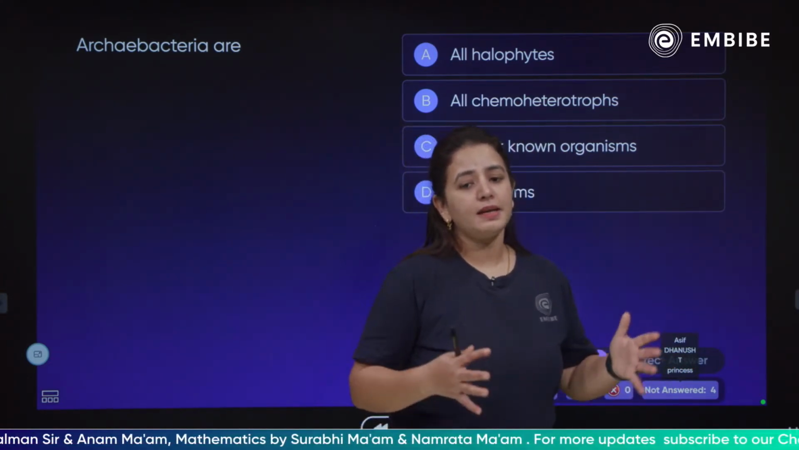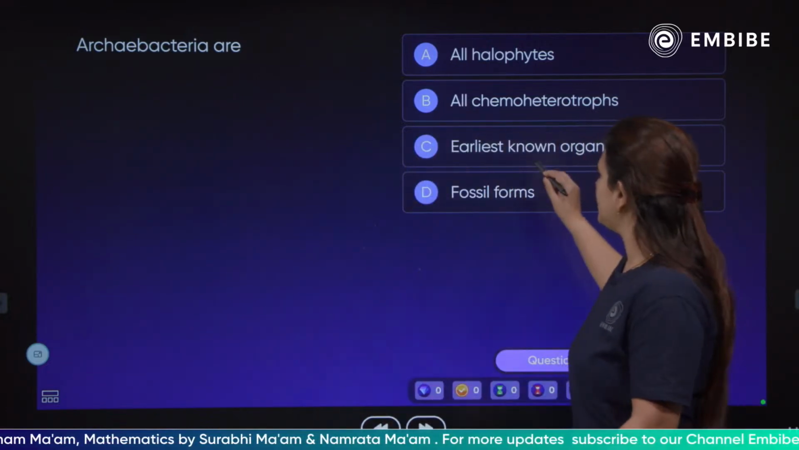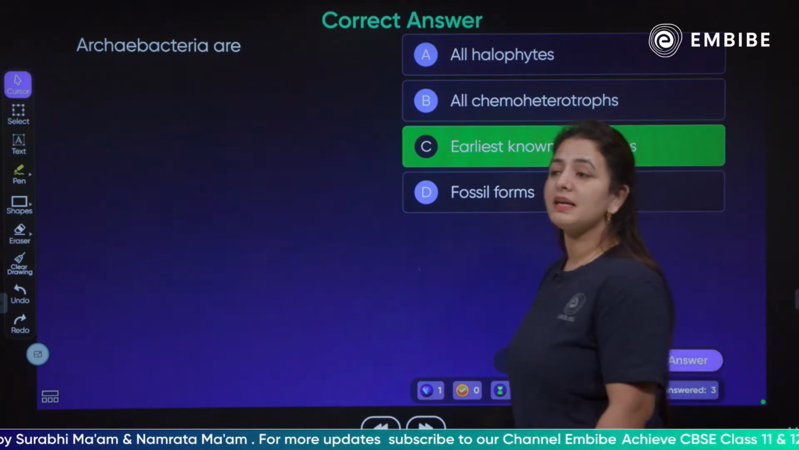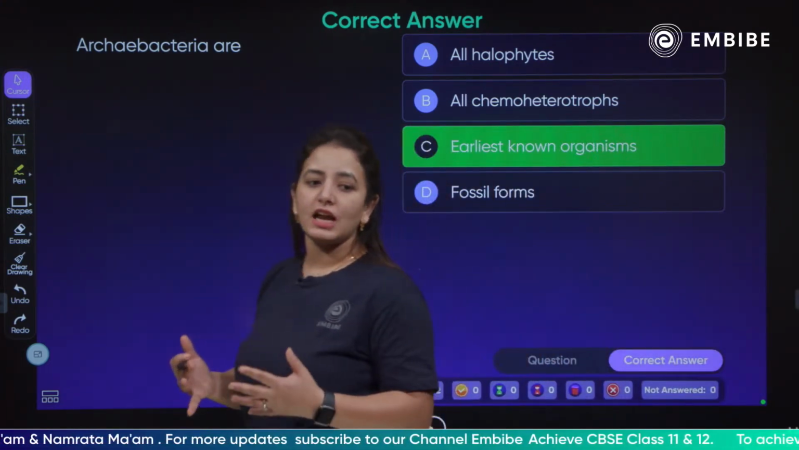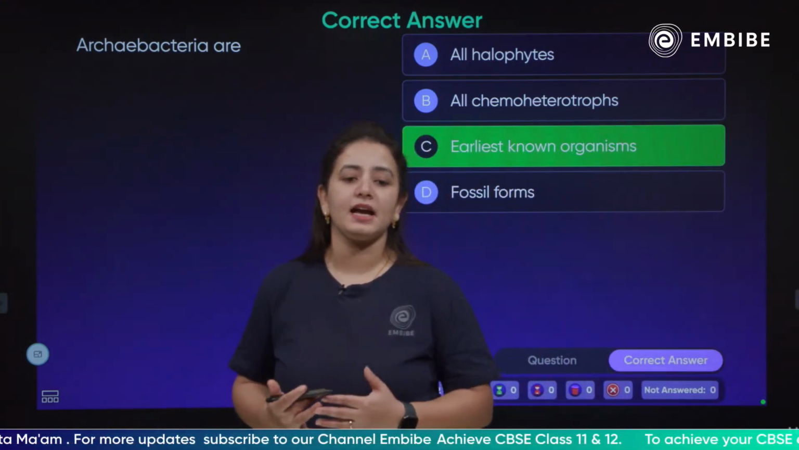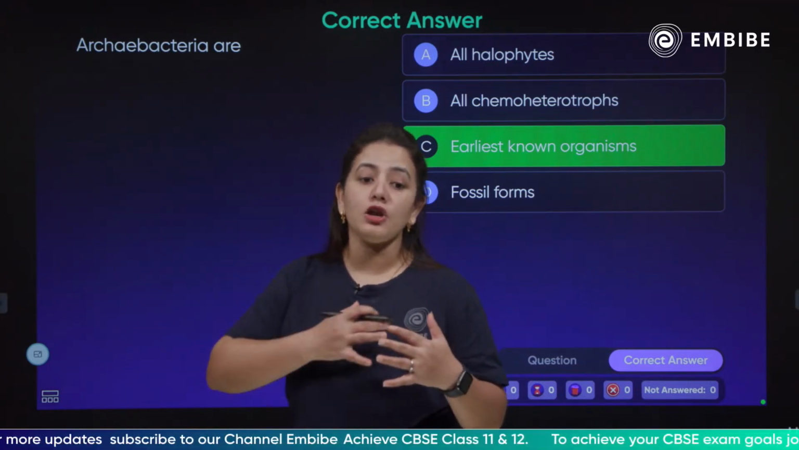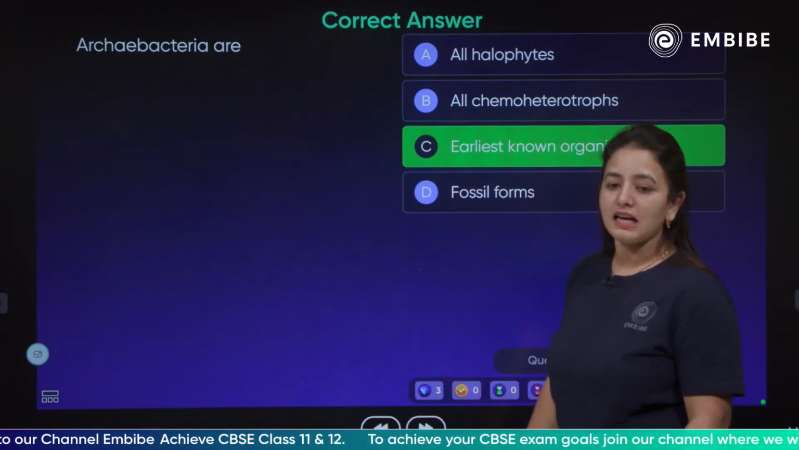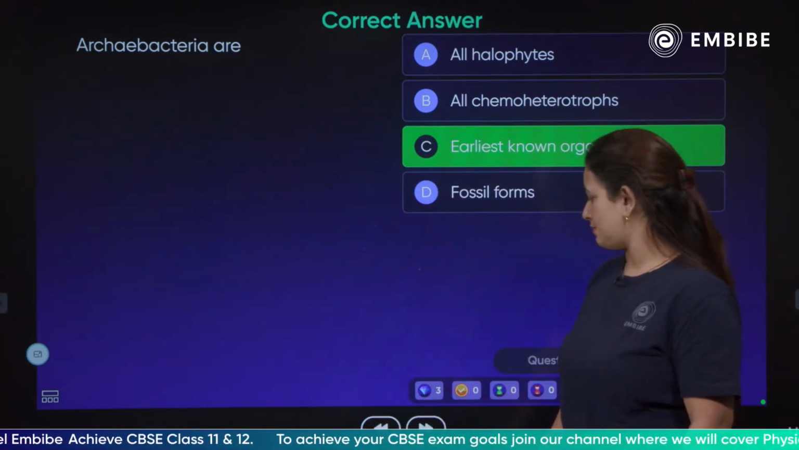Okay, the Archaebacteria are typically the earliest known organisms, meaning they are the most ancient. Archae means ancient bacteria. They have been surviving here for a long time. They are extremely primitive and are also known as the earliest known organisms.